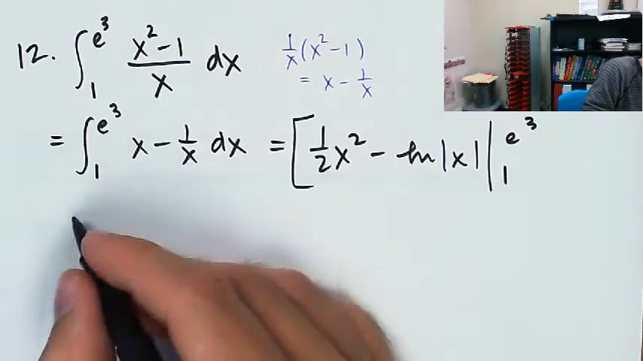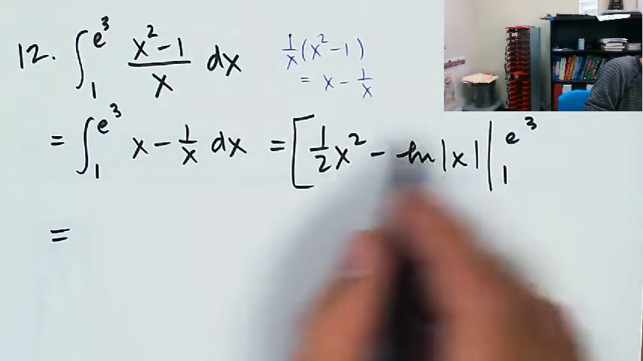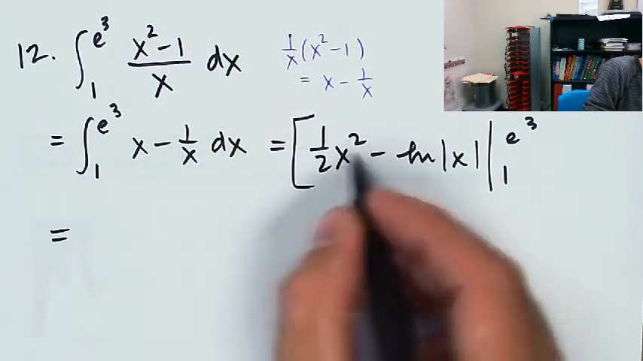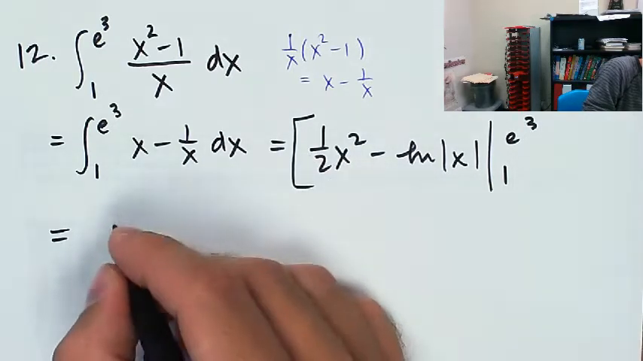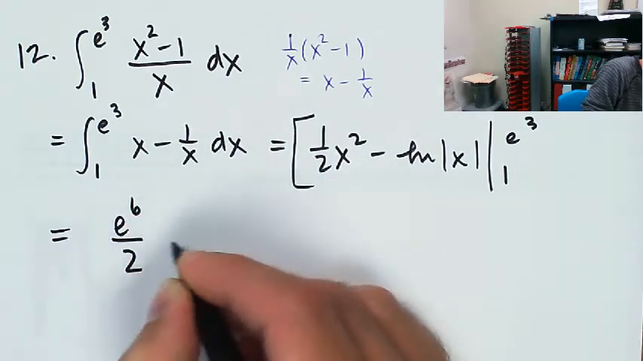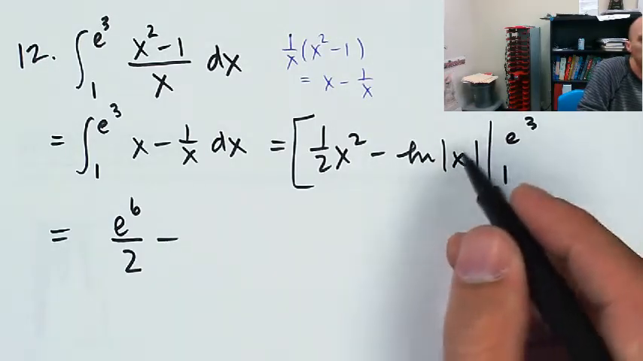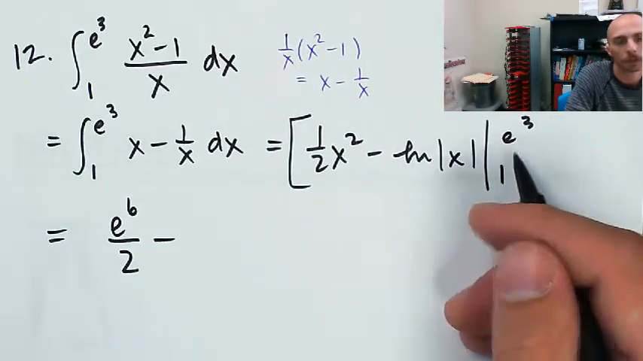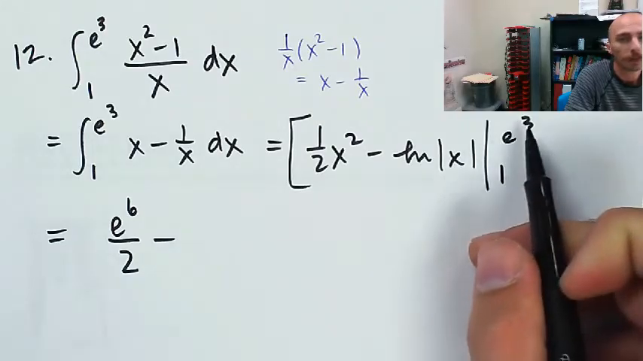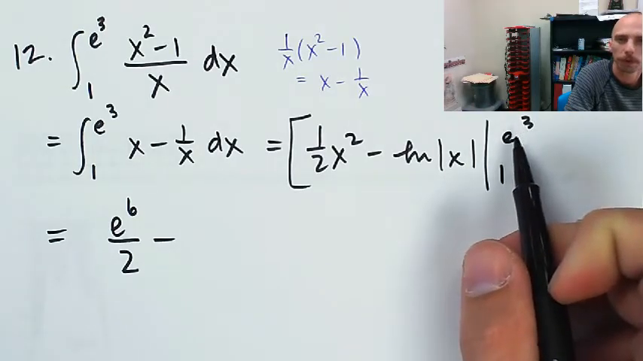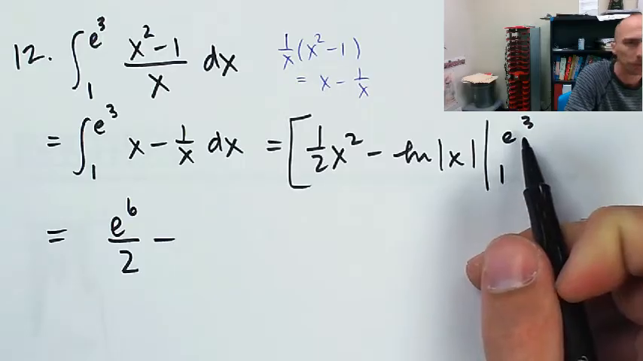All right, whatever. This is going to be, when I plug in e to the 3, I'm going to get e to the 6 divided by 2 minus the log of the absolute value of e to the 3. The absolute value of e to the 3 is e to the 3 because that's a positive number. The log of e to the 3 is going to be 3. It's a special exponent I put on e to get e to the 3. That would be 3.